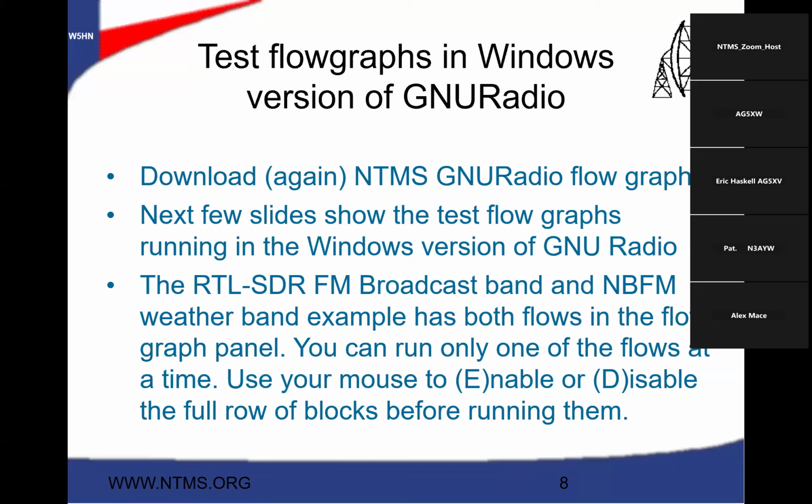And then, if you have an RTL SDR dongle, you can run the FM broadcast and narrowband weather band examples. You can only run one of those flows at a time. They're both of them on the graph board. So I'm going to show you that you use your mouse to enable or disable a full row of blocks before running them.